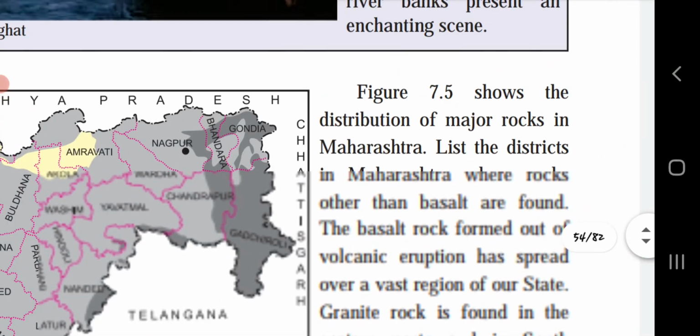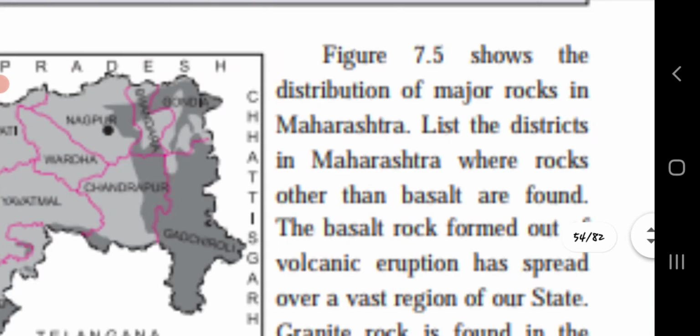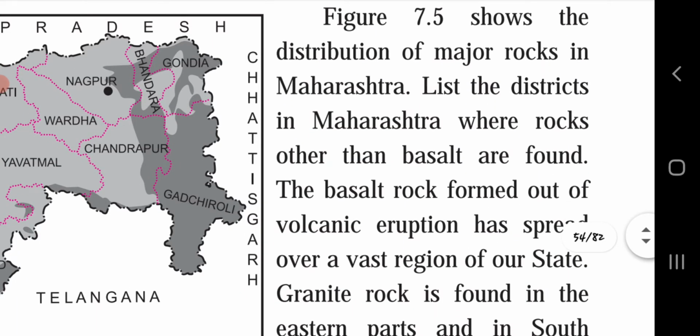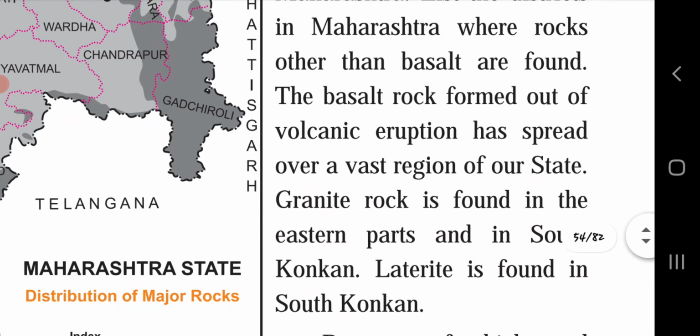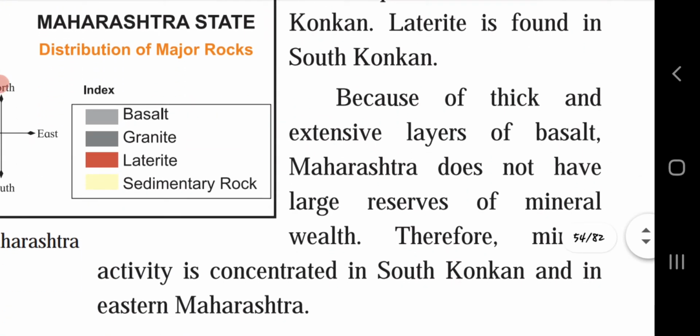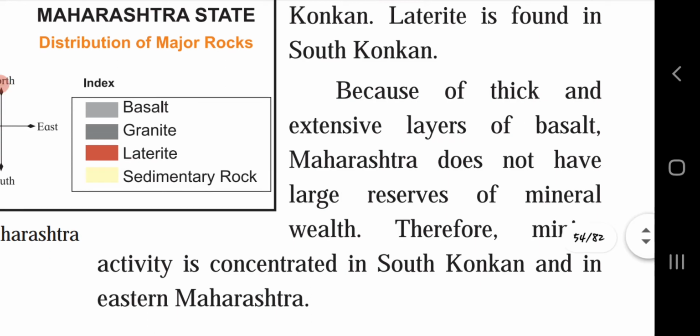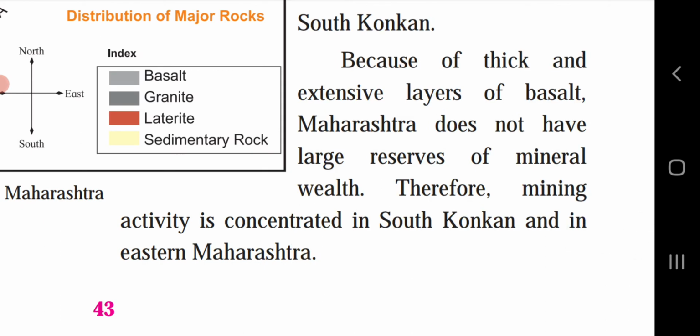Let's see. Figure 7.5 shows the distribution of major rocks in Maharashtra. List the districts in Maharashtra where rocks other than basalt are found. The basalt rock, formed out of volcanic eruption, has spread over a vast region of our state. Granite rock is found in the eastern parts, and laterite is found in south Konkan. Because of the thick and extensive layer of basalt, Maharashtra does not have large reserves of mineral wealth. Therefore, mining activity is concentrated in South Konkan and in Eastern Maharashtra.